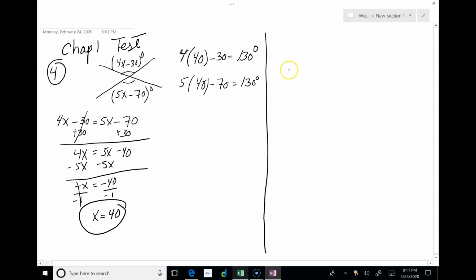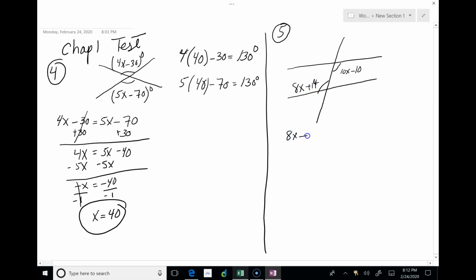Question 5. You would have alternate interior angles, 8x plus 14, and then 10x minus 10. Alternate interior angles are equal to each other. This is question number 5. So they are equal as well. So you would have 8x plus 14 is equal to 10x minus 10.